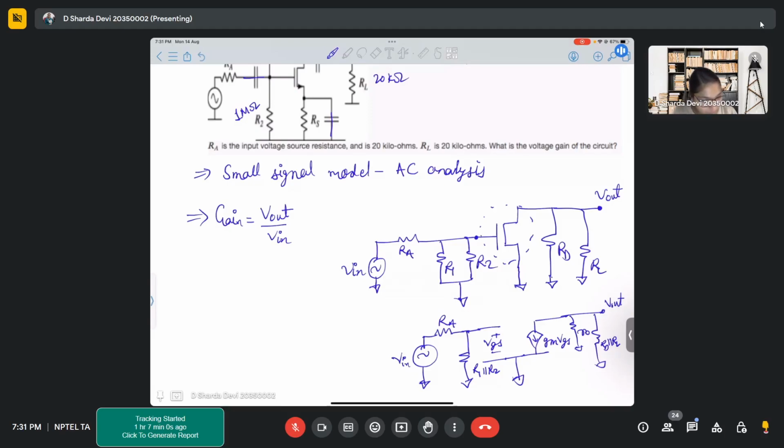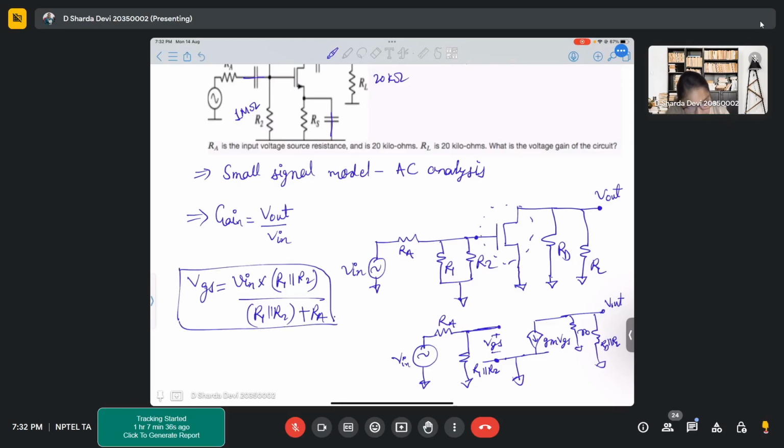Now, first of all, what is the VGS that we will get? First of all, we need to find the VGS, right? Using the voltage division rule, we will get it as V in into R1 parallel R2 by R1 parallel R2 plus RA. So this is how we will get our VGS.